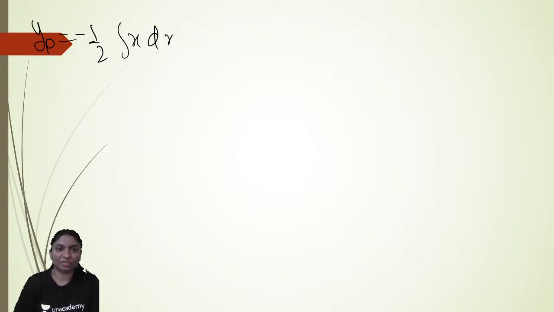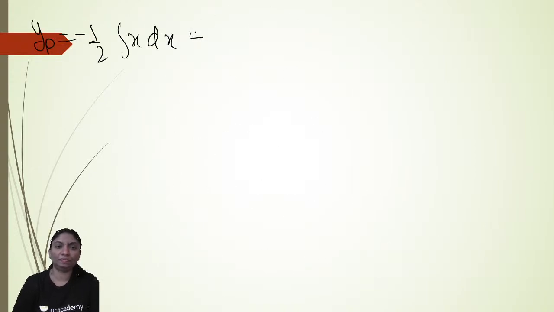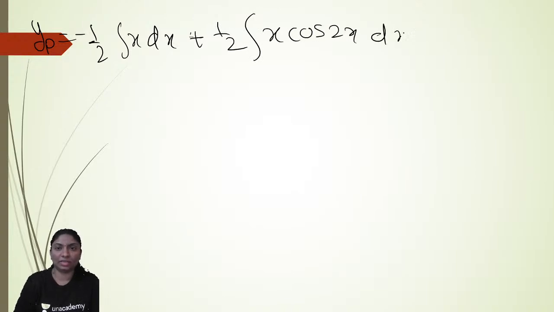Now separate out and integrate. So you will get minus 1 by 2 integral of x dx, so I am writing here just first and then we will simplify it, plus 1 by 2 into integral of x into cos 2x dx. Okay, now see, minus 1 by 2 integration of x is x square by 2.